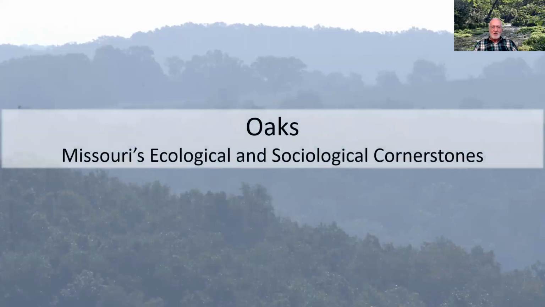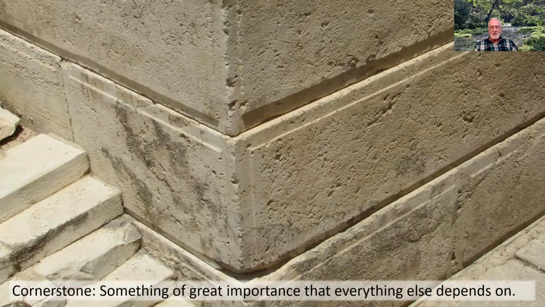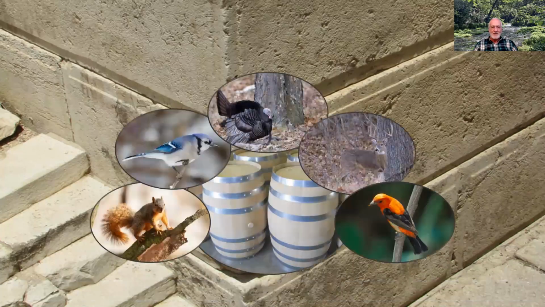And that is oaks, Missouri's ecological and sociological cornerstones. When we think of a cornerstone being something of great importance that everything else depends upon, that is very true when we talk about our oaks here in Missouri, not only from an economic standpoint, but also from the ecological foundation that supports animals, both small and large, and those that fly in the air.